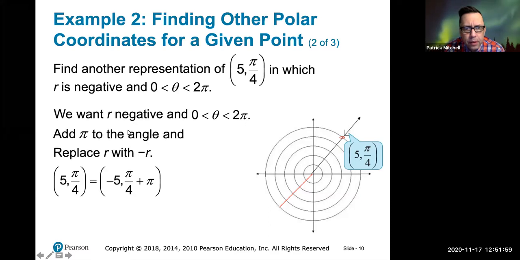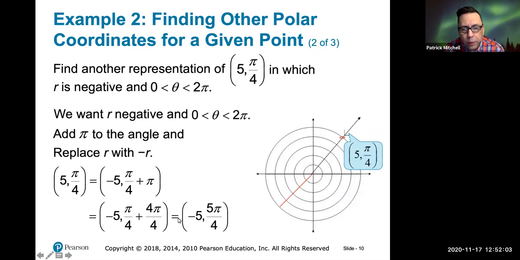Okay. So pi over 4 plus pi is pi over 4 plus 4 pi over 4. This is, of course, the angle 5 pi over 4. And as long as you make the r a negative 5, that's going to give you the same point. So another representation of 5 comma pi over 4 is negative 5 comma 5 pi over 4.